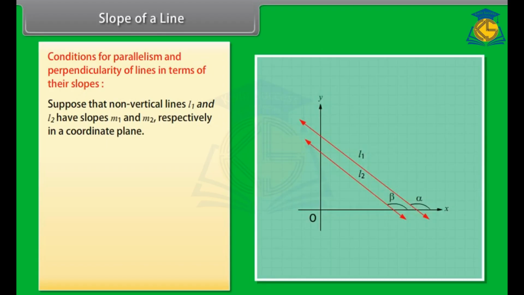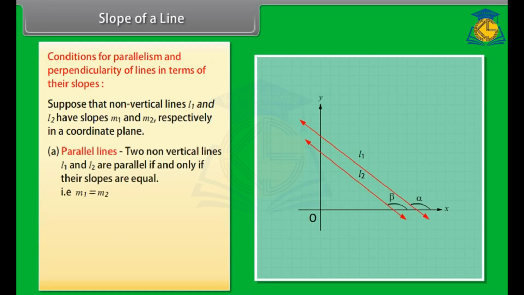Suppose that non-vertical lines L1 and L2 have slopes m1 and m2 respectively in a coordinate plane. Parallel lines. Two non-vertical lines L1 and L2 are parallel if and only if their slopes are equal. That is, m1 is equal to m2.